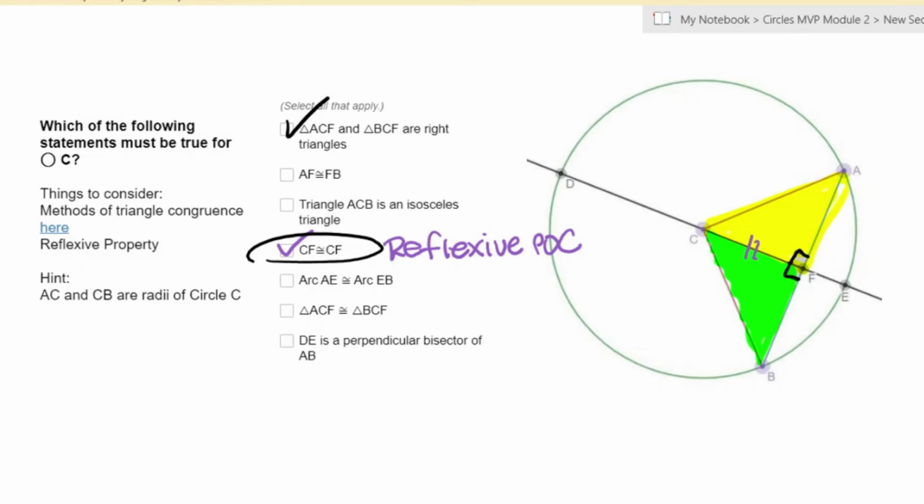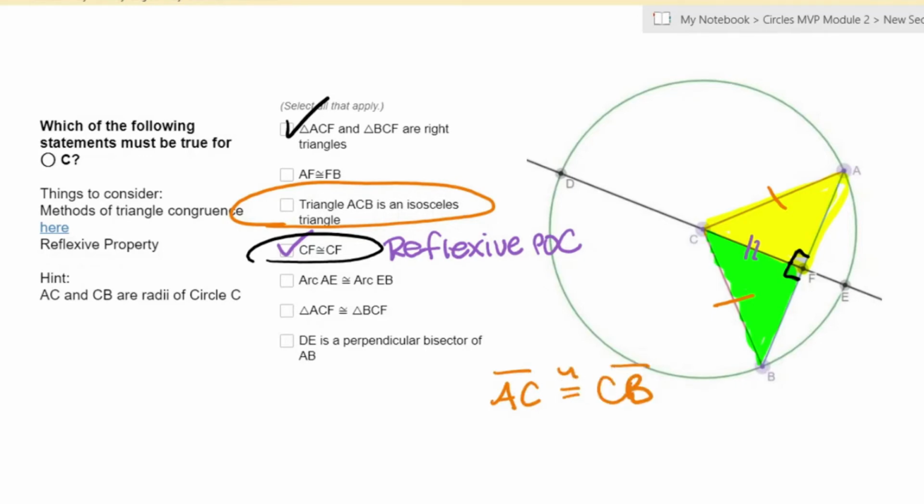All right, the next one I'm going to look at is the one talking about triangle ACB. It says triangle ACB is an isosceles triangle. That is a true statement. They're basically saying AC is congruent to CB because that's the only way it can be an isosceles triangle. And we know that AC and CB are both radii of the circle. So those are true statements.